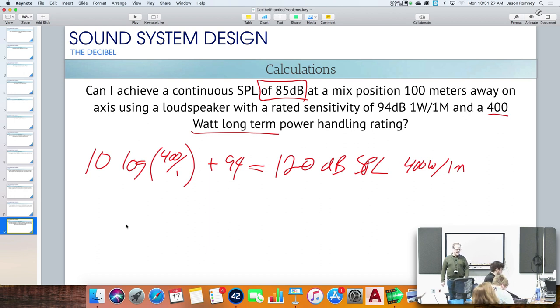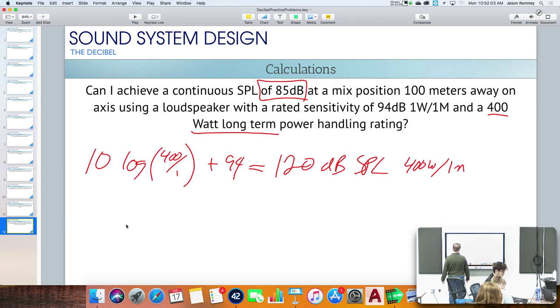All right, so that's what this loudspeaker is doing, max. If I turn everything up, I maximize it, my gain structure, everything is perfect, the best case scenario, this thing is putting out 120 dB SPL at 1 meter away. And that's if I do everything right and make no mistakes. On your best day, you do everything right, this is what you're going to get. I feel like it can't do 85 at 100. I don't know. Let's find out.